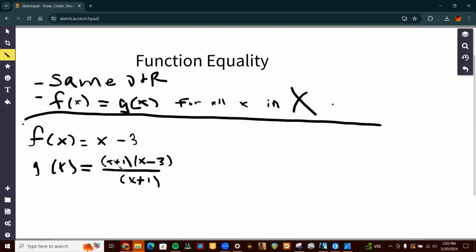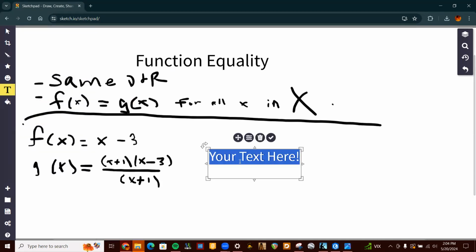How can we tell? Well, actually, these tell us that there's a hole right there. And these would look quite similar if graphed, except there would be a hole at x equals -1. So that's how we know the domain is not all real numbers. So we know these aren't equal.